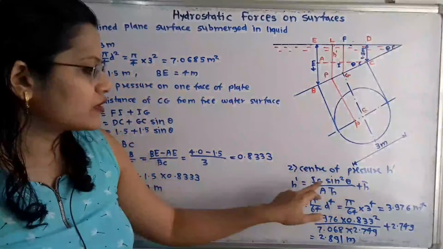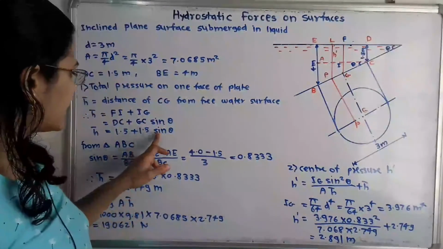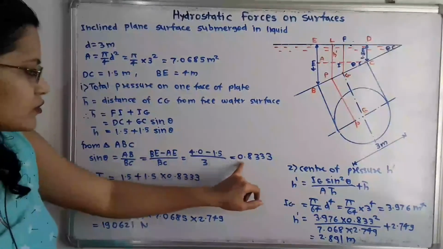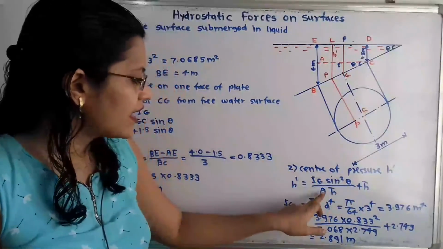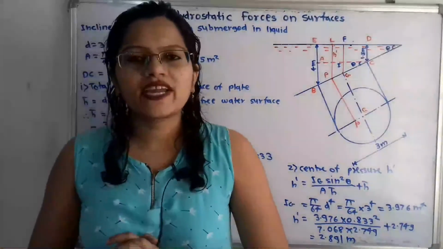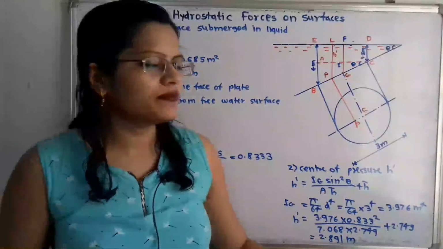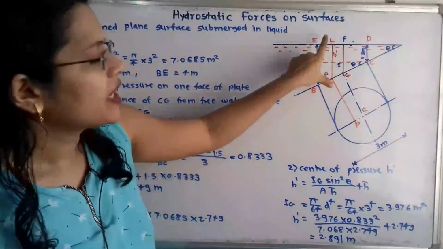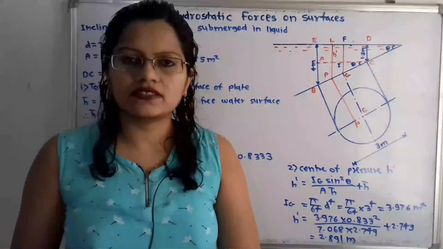Now all the values are known. IG is known, and sin theta is 0.833, so we can take the value of sin square theta, then A h bar plus h bar. When we calculate this, we will get the answer 2.891 meter. That is the distance LP, which is equal to h dash, equal to 2.891 meter, and this is the answer.